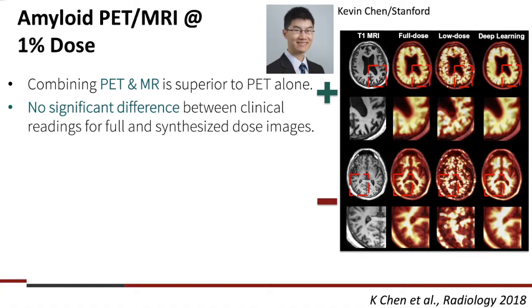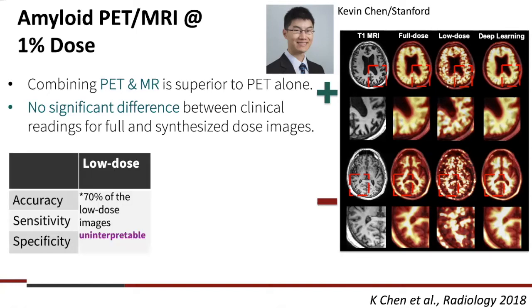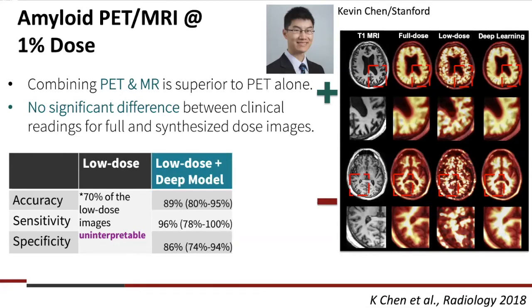And this is very important because one of the nice things about amyloid imaging is it's read in one of two ways. It's read as either positive or negative as to whether the amyloid plaques actually do reach the cortex. And so what he showed was that 70% of the low dose, 1/100th dose images were uninterpretable, but that if he added the deep model to this, the accuracy was about 90%. And you might say, well, that sounds pretty good, but if you're making a mistake 10% of the time, maybe that's not really good enough for practice.